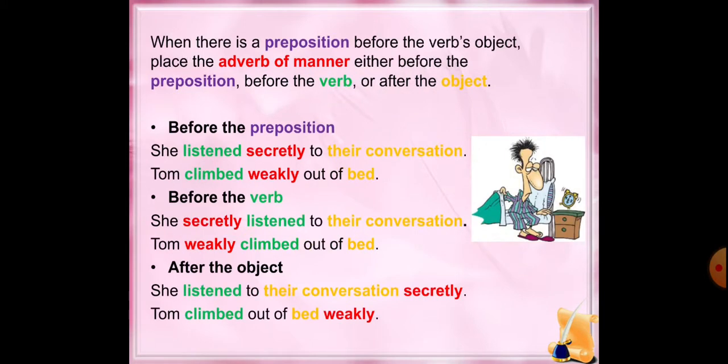When there is a preposition before the verb's object, place the adverb of manner either before the preposition, before the verb, or after the object. Before the preposition, she listened secretly to their conversation. Tom climbed weakly out of bed. Before the verb, she secretly listened to the conversation. Tom weakly climbed out of bed. And after the object, she listened to their conversation secretly. Tom climbed out of bed weakly.